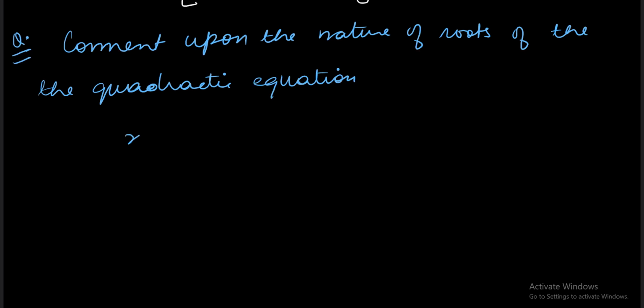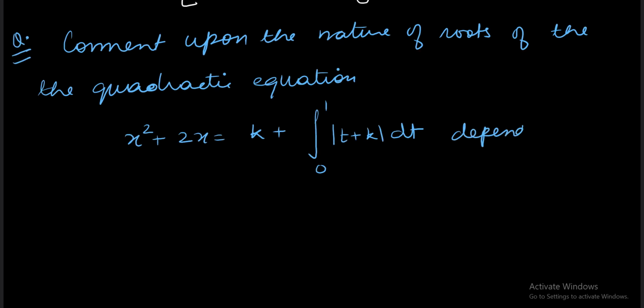अब इक्वेशन क्या लिखी है? इक्वेशन है x square plus 2x is equals to k plus integral 0 to 1 modulus of t plus k dt, depending on the value of k belongs to R. Fine. So depending on the value of k belongs to R, we need to find out what kind of roots this equation will have.